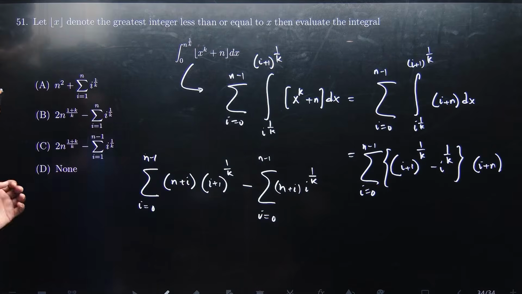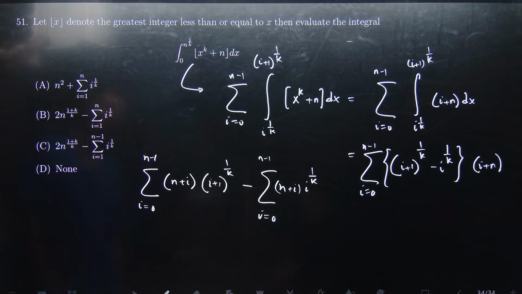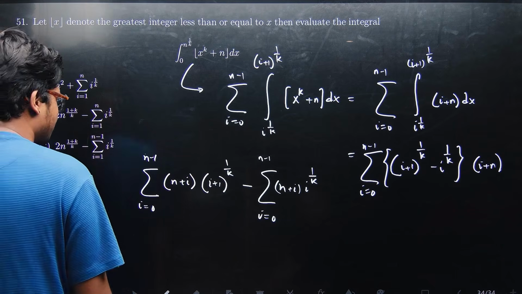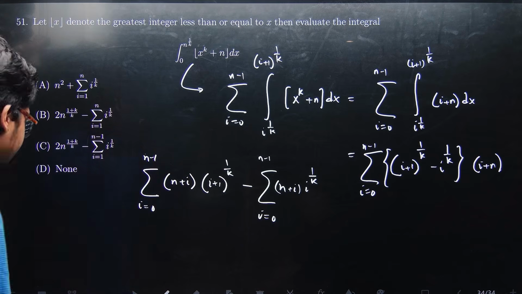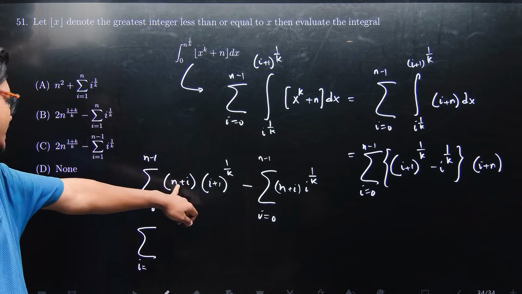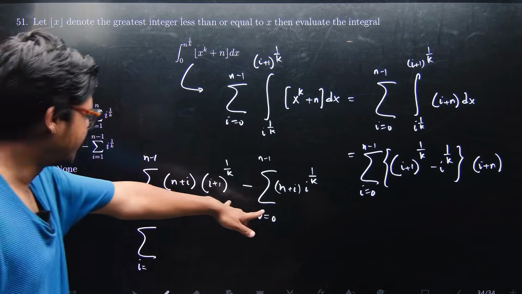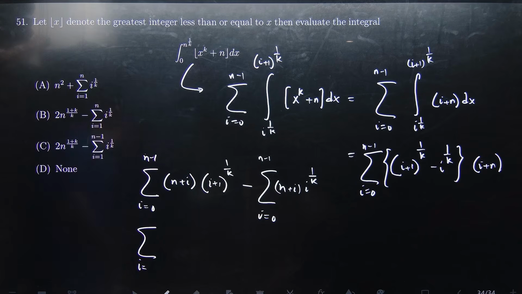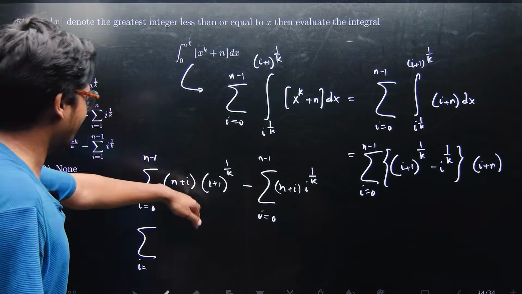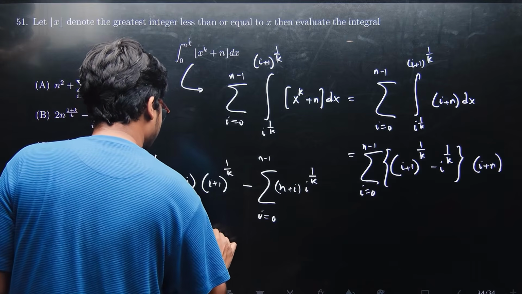Now observe that if I shift the limit slightly, in the first one, if I replace i with i minus 1, what will I get? The first summation starts from n plus 0, all the way to 1 to the power 1 by k. This starts from 0, so that first term gets cancelled out anyways. So this will turn into (n plus i minus 1) times i to the power 1 by k.